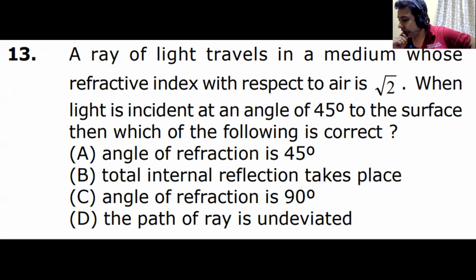Angle of refraction is 45. Total internal reflection takes place. Angle of refraction is 90. The path of the ray is undeviated. Which is the correct option?